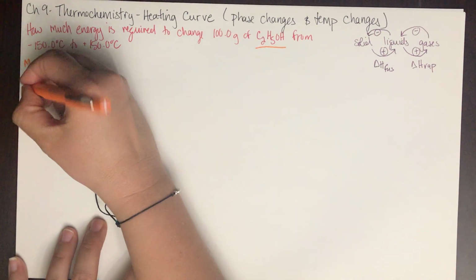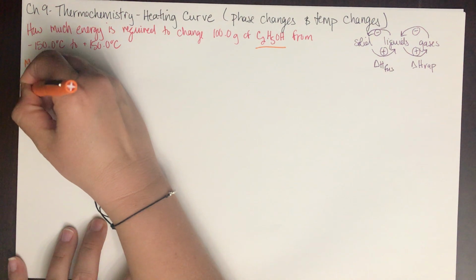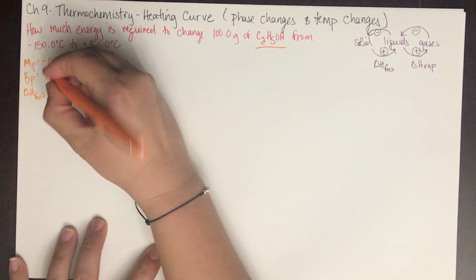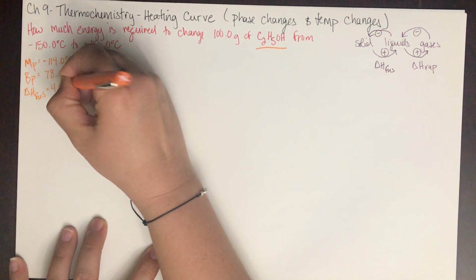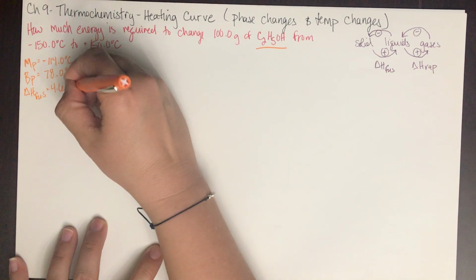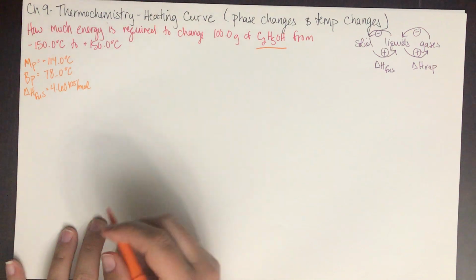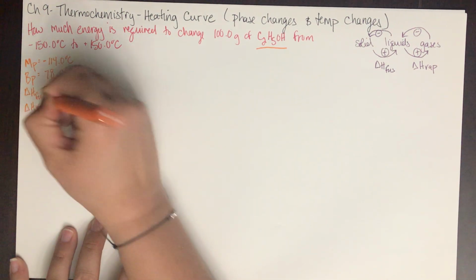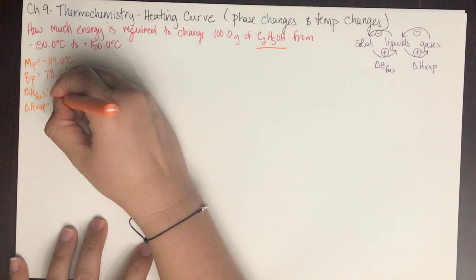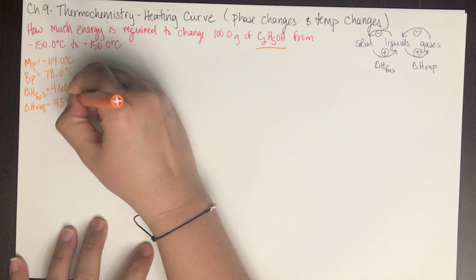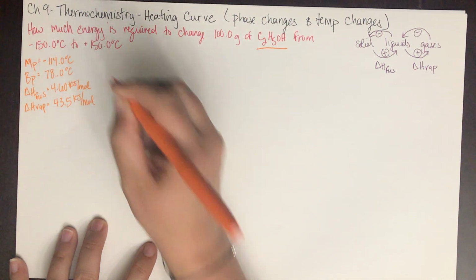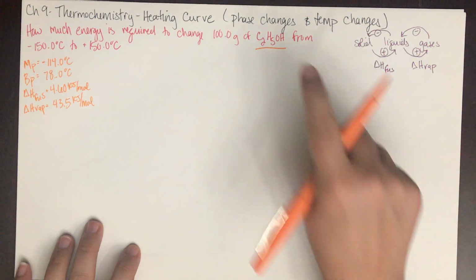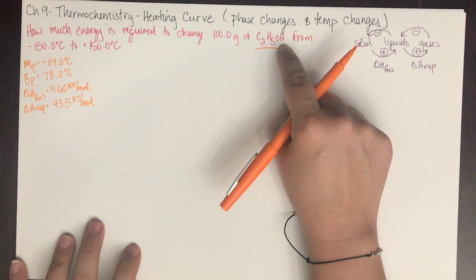The heat of fusion for ethanol is 4.60 kilojoules per mole. The heat of vaporization is 43.5 kilojoules per mole. And now we're going to get all the specific heats. And there's a specific heat for ethanol for all three phases of matter.